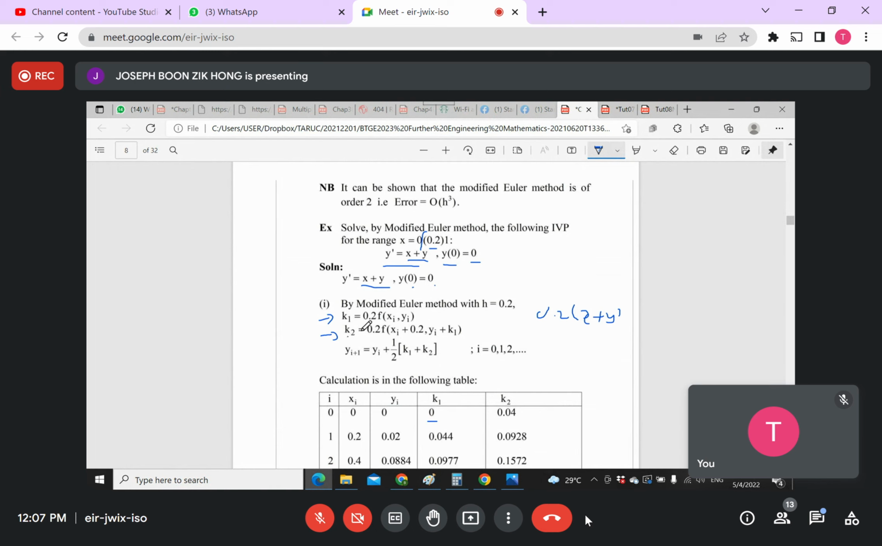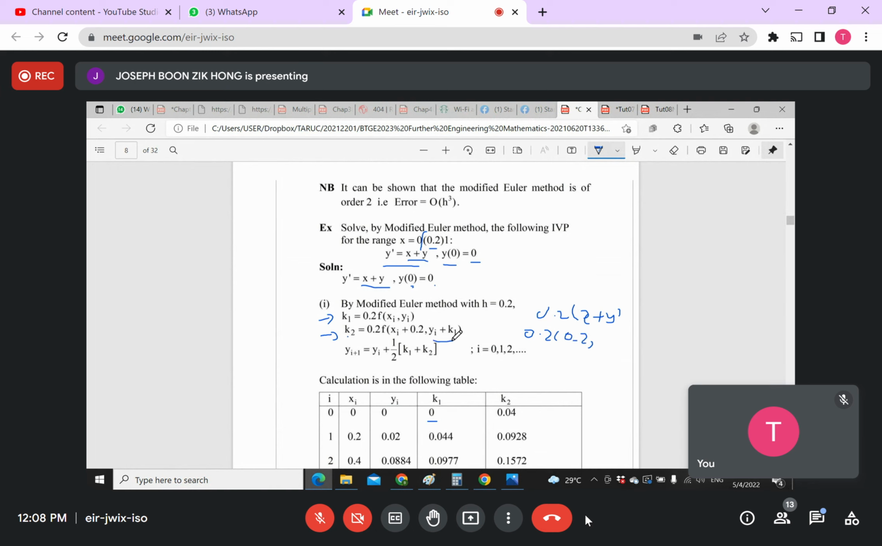And then what is your k2? Your k2 is 0.2 again, times your x1 plus 0.2, so that means it will be xi plus 1. So now it will become 0.2. This function, don't forget. So now your x is what? Your x is no more 0. Your x is 0 plus 0.2, so it's 0.2.